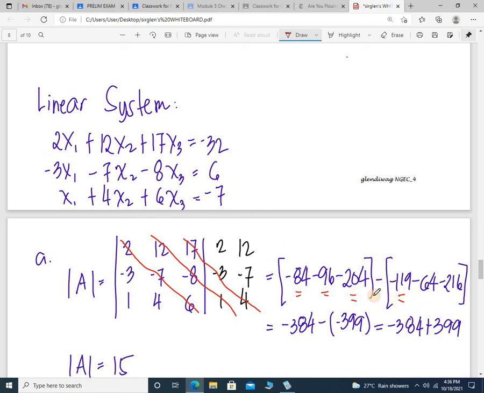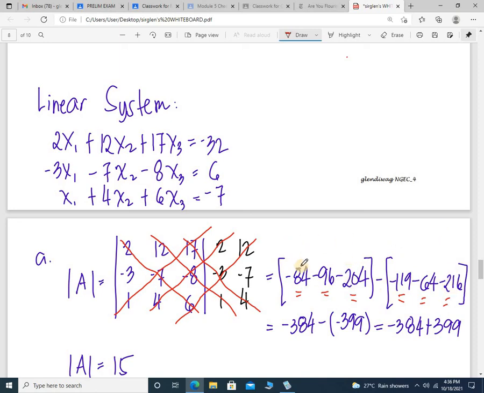Negative 119 came from the product of 1, negative 7, and 17. Negative 64 is the product of 4, negative 8, and 2. And negative 216 is the product of 6, negative 3, and 12. So there you have it. My first grouping is complete. My second grouping is complete.